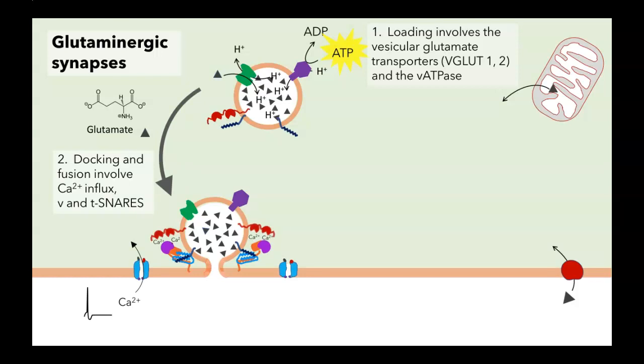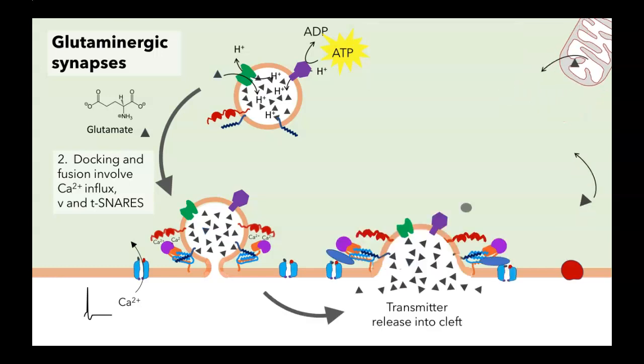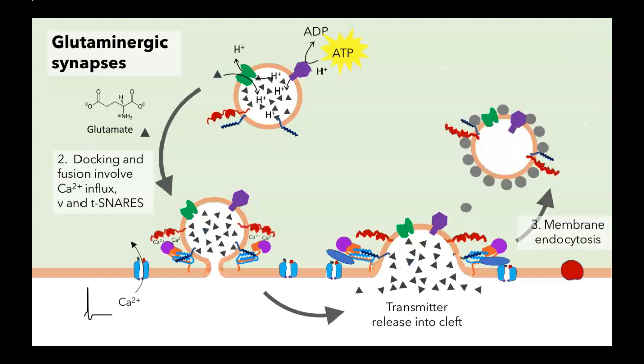Release of the vesicle is going to involve docking with v- and t-SNAREs. This will be triggered by the influx of calcium, and when that happens, then the contents can be released. The transmitter can diffuse across the membrane, bind to its receptors, and then the vesicle itself can be recycled through membrane endocytosis, where it can then be reloaded with neurotransmitter, so this process can continue.